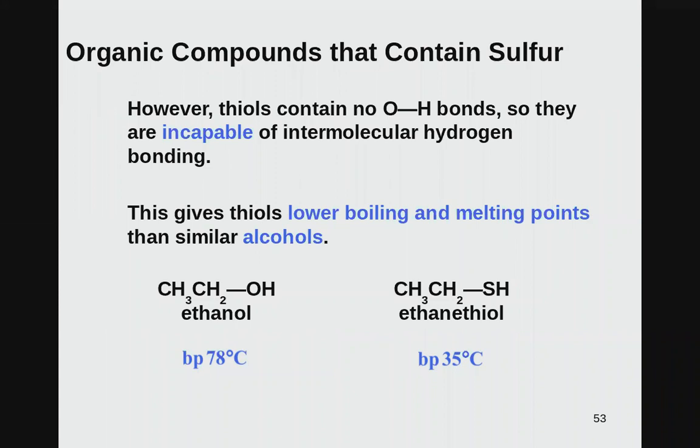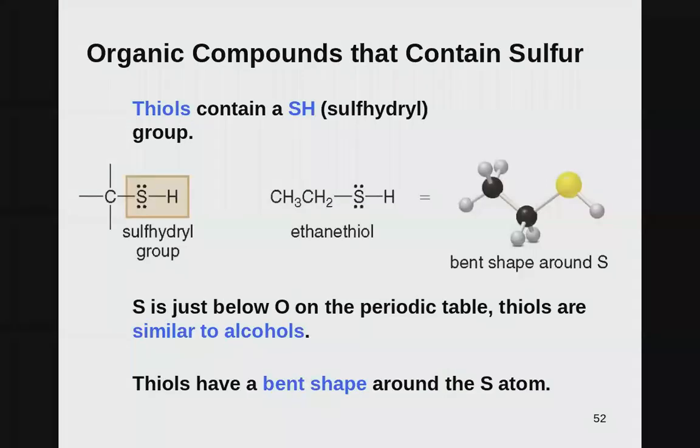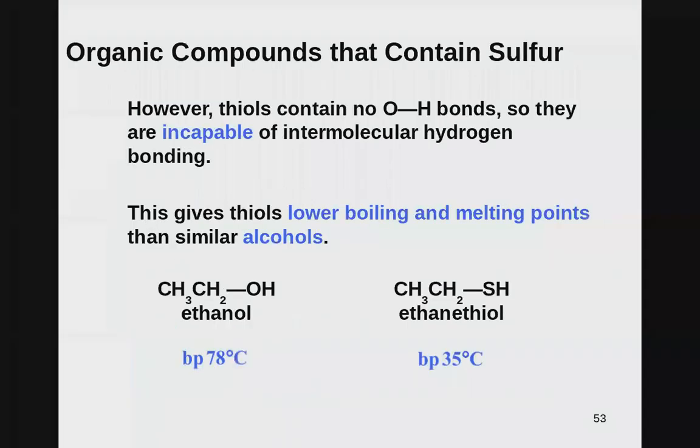Now, thiols don't contain OH bonds, so they're actually incapable of intermolecular hydrogen bonding. So even though you see this SH, you don't treat it like an OH bond. That means sulfur is just incapable of forming hydrogen bonds. Remember when we saw alcohols and they would form hydrogen bonds because they had that OH bond? Sulfur just simply doesn't do that.